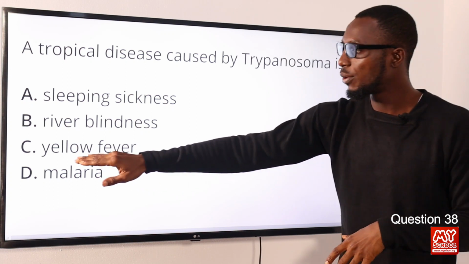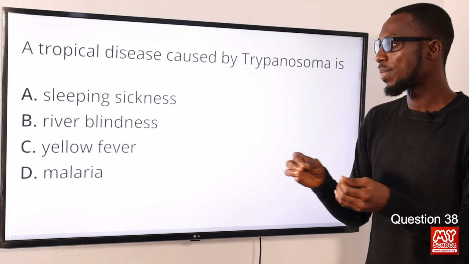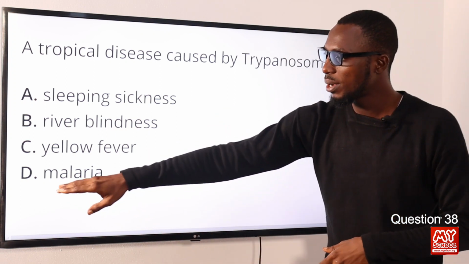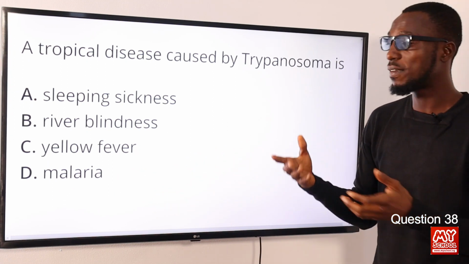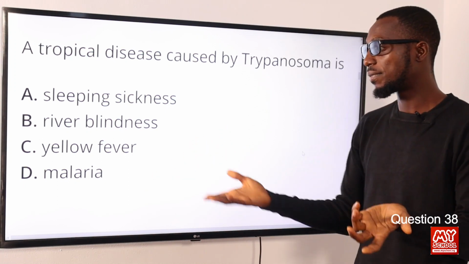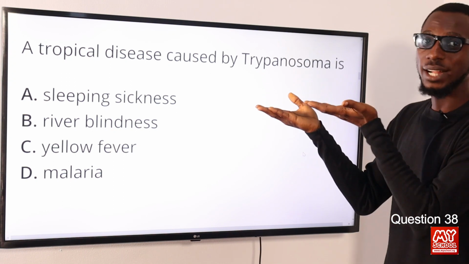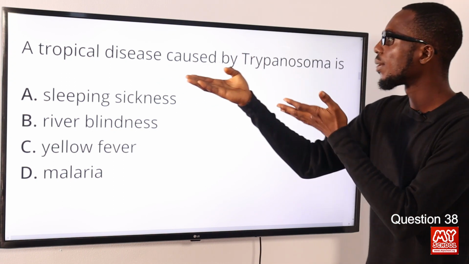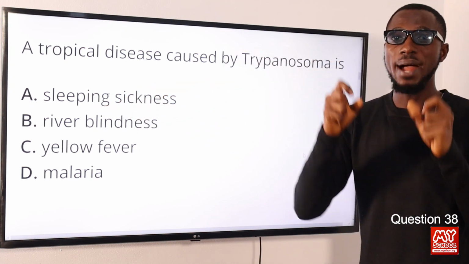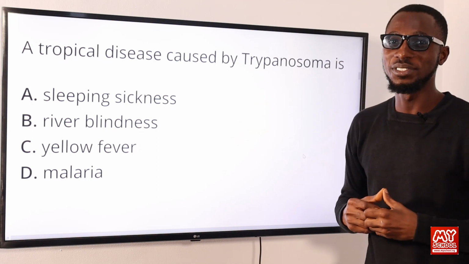When we talk about yellow fever, you're talking about bites from an infected Aedes mosquito, and this can also be vaccinated. You can get a vaccine for it. When we look at malaria, it's caused by bites of the female mosquito, an infected one, of course. We have different malaria plasmodia. So the correct option, going back to the question, a tropical disease caused by Trypanosoma gambiense, is sleeping sickness by the bite of an infected tsetse fly. So option A is the correct option.